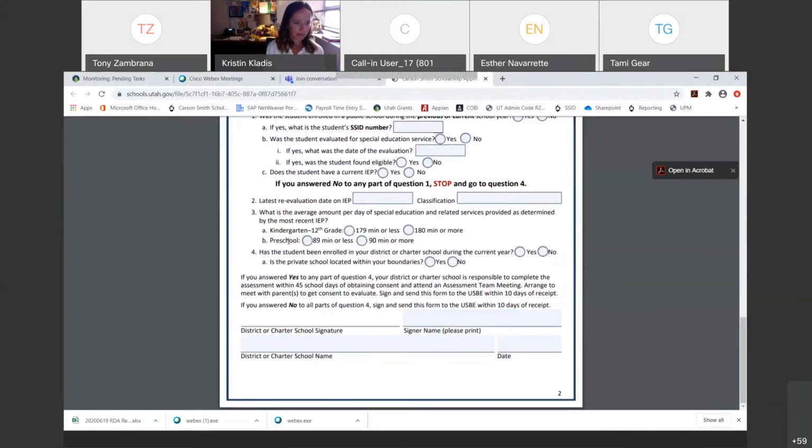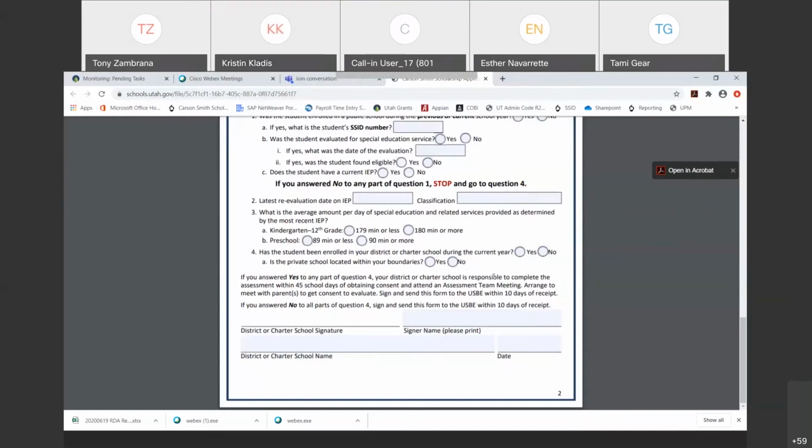And also if the student's in preschool, same thing, except now it's 89 minutes on average a day or less, or 90 minutes or more on average a day. And then the 4th question, has a student been enrolled in your district or charter school during the current year? Yes or no? Is the private school located within your boundaries?